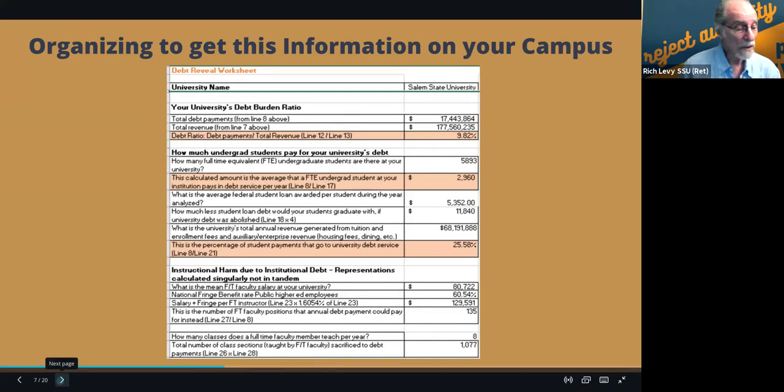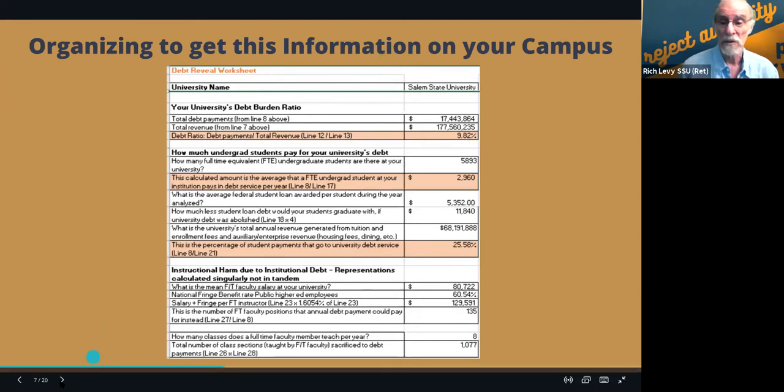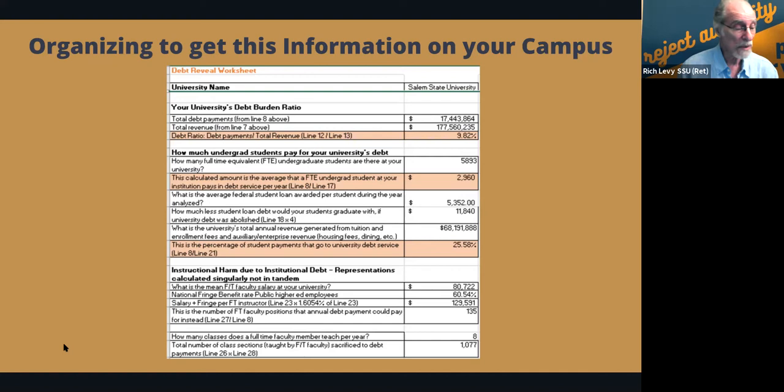For the University of Illinois, for example, where the ratio is only 2.1%, the debt service is enough to pay for all the cuts in instructional and student services for 2018-2019. At the University of Wisconsin, it's 3%, which doesn't seem that big, but it's the equivalent of the entire budget for the School of Education. At Salem State and the University of Colorado, it's 10%.